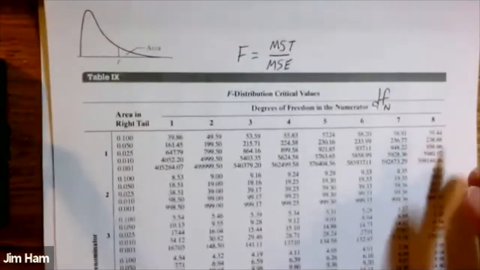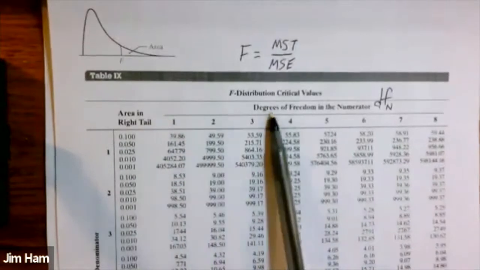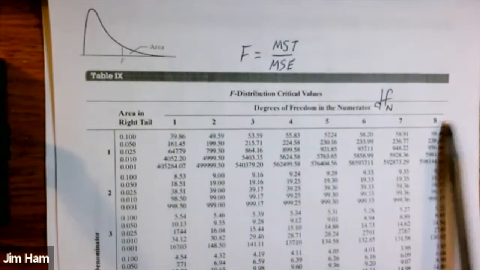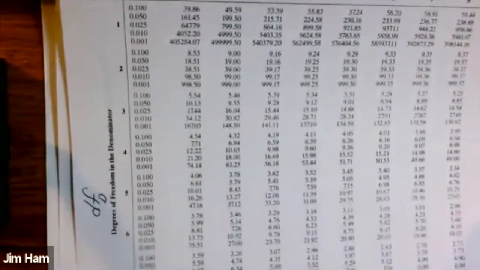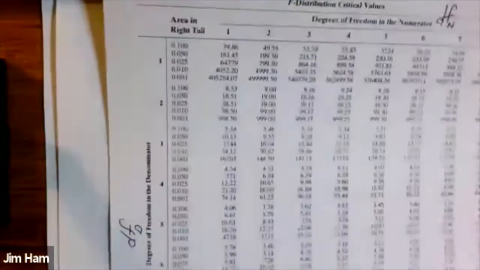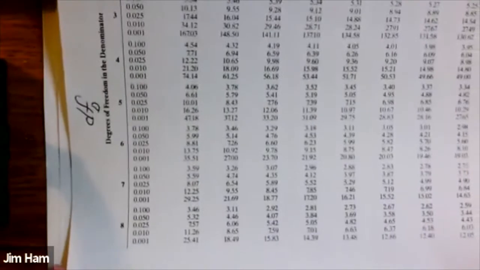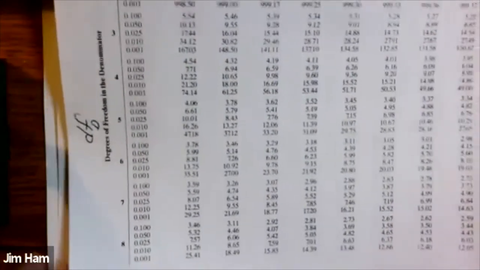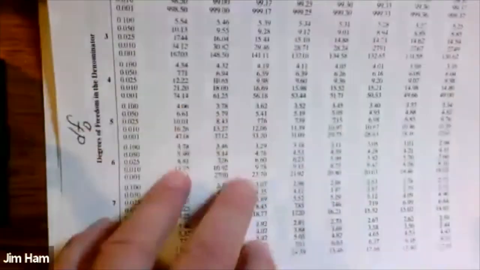Now, you can see the degrees of freedom in the numerator, 1, 2, 3, 4, 5, 6, 7, 8, but that's all that they could provide for this one. And then you have the degrees of freedom in the denominator going 1 through 8. That's not many different types of degrees of freedom. So the next page is a continuation of this one.